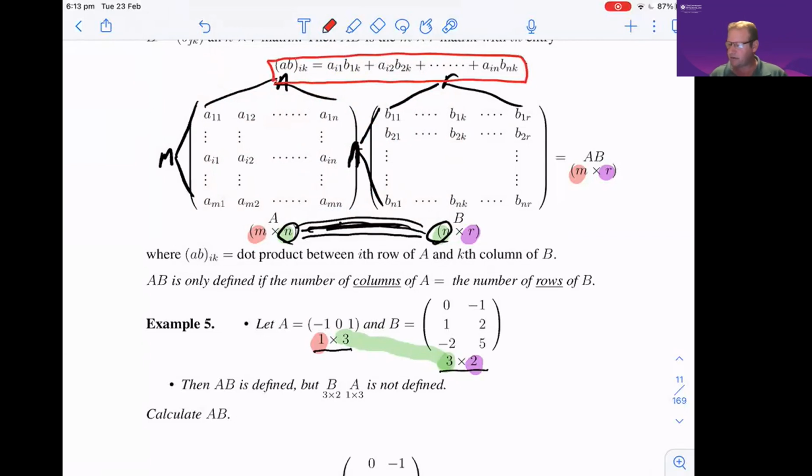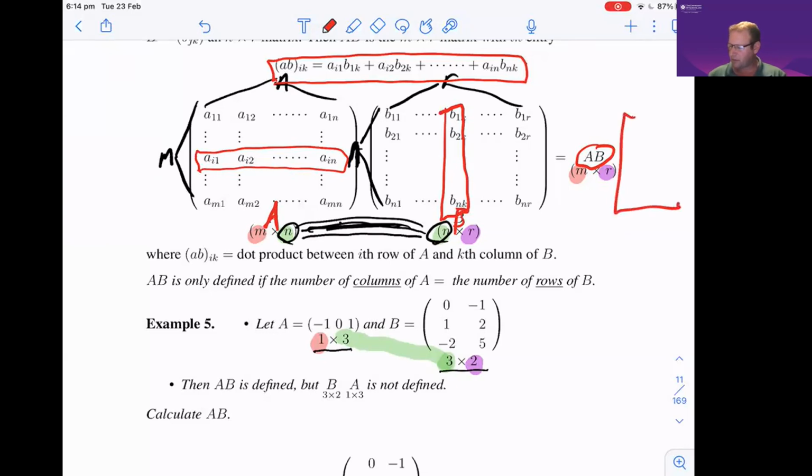Okay, and this is the formula for the i-kth entry of this matrix. So what we're going to do is run on row i and on column k. So row i of A, here's A, and column k of B. We're looking for the i-kth entry of this result matrix.